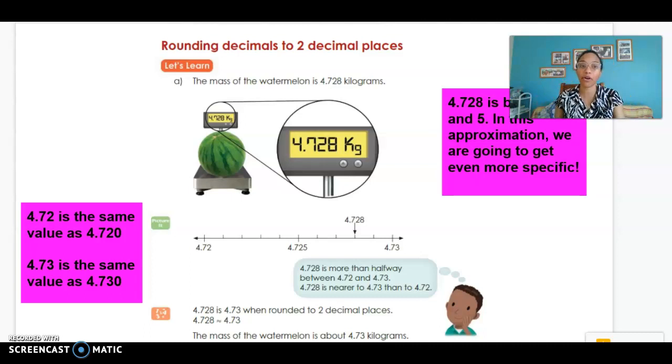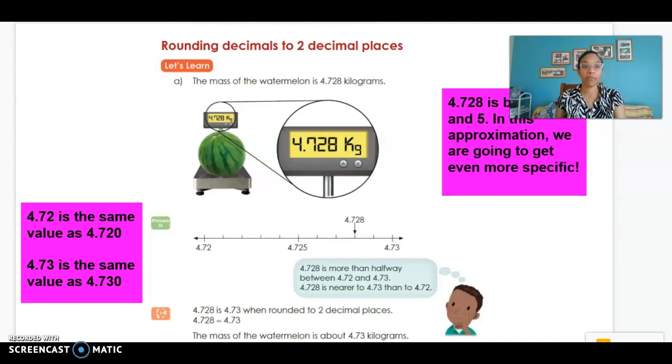First, let's remember 4.728 is between 4 and 5. In this approximation, we're going to get even more specific, but it's important for you to realize that 4.728 is closer to 5 than it is to 4. When we approximate, we're just finding out if a number is closer to one or the other.